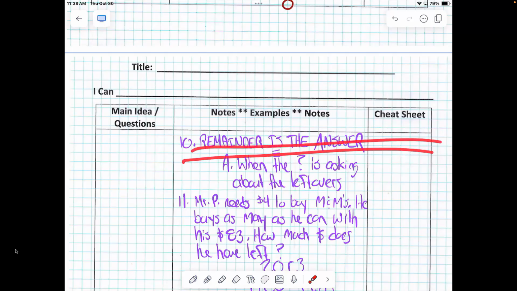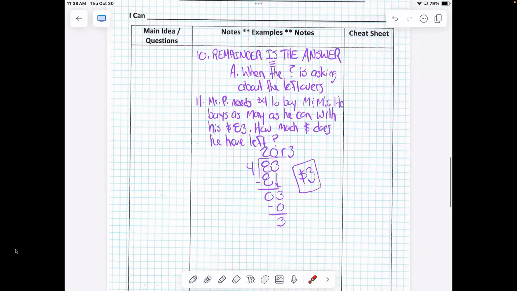What's the strategy again? I'll ask again. What is the strategy? Remainder is the answer. That is when the question is asking about the leftovers. So again, I went to the store, I bought all my M&Ms. How much money did I have left over after I bought all those M&Ms? $3. And that's where I got in trouble with my wife.